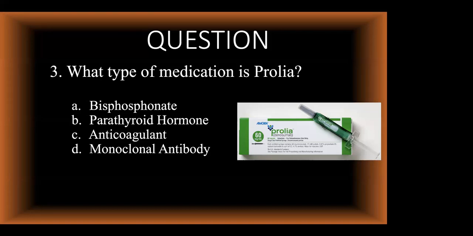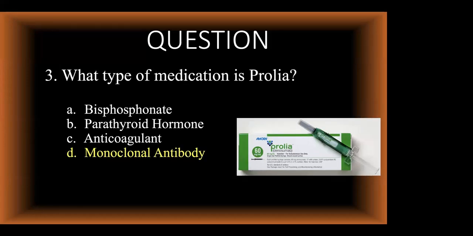Okay, what do we have, Robert? This is kind of a little trick question. Everyone thinks it's a bisphosphonate, but Prolia is actually not a bisphosphonate. It's a monoclonal antibody. What is a monoclonal antibody? It's a lab-produced antibody. Basically, it's antibodies that are produced in the lab.